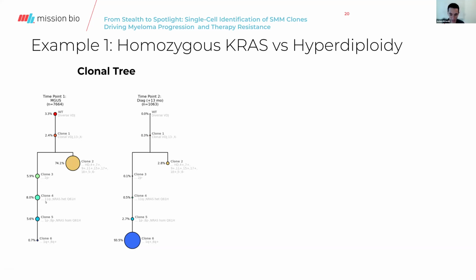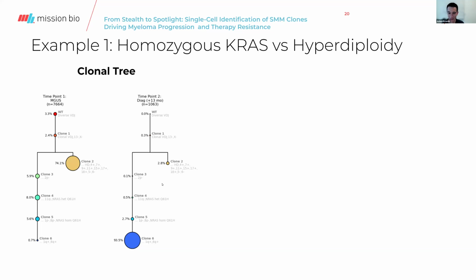arms. At clone 4, we see the acquisition of an NRAS mutation, Q61H. Clone 5, due to copy loss of 1p, that NRAS mutation becomes homozygous, because you basically lose the wild type copy. And then clone 6 gains a 1q, which is another prognostic indicator.